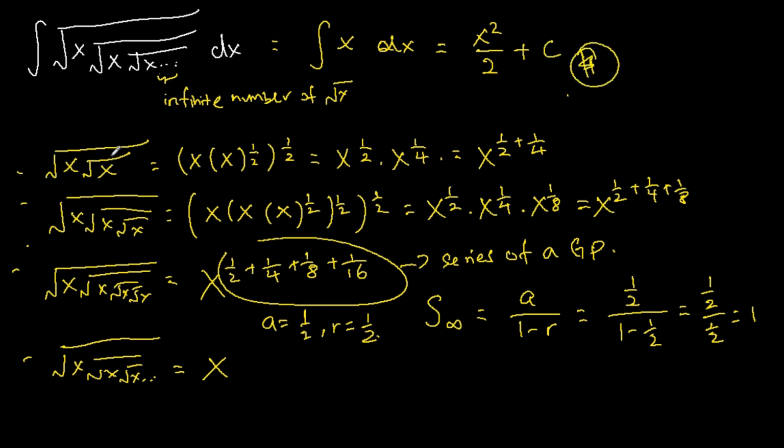So the final answer to the infinite number of square roots of x for this kind of question is basically equivalent to x squared over 2 plus c, because the infinite number of square roots of x is just equal to x based on this answer.